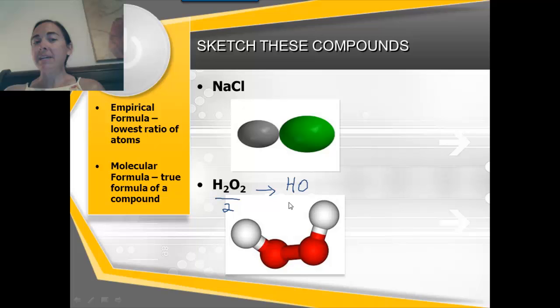So that's the main difference. Empirical formulas are reduced. Molecular is not reduced. It's a true ratio. Let's look at some more examples.